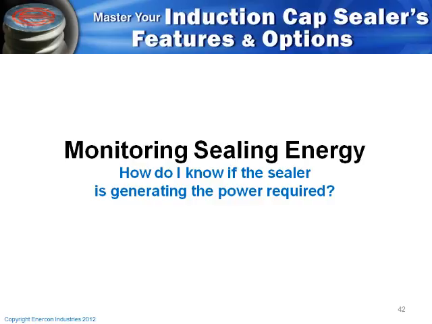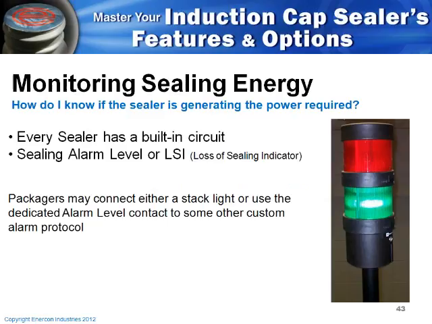Now that we've covered how you can control the output of the sealer, we need to discuss how you can be sure the sealer is actually putting out what you've asked for. The most common way to monitor the output level is with the visual indication of a stack light. Every sealer has circuitry in it that monitors the output and will send an alarm signal if the output drops below a certain level. Let's talk about this circuitry for a bit.